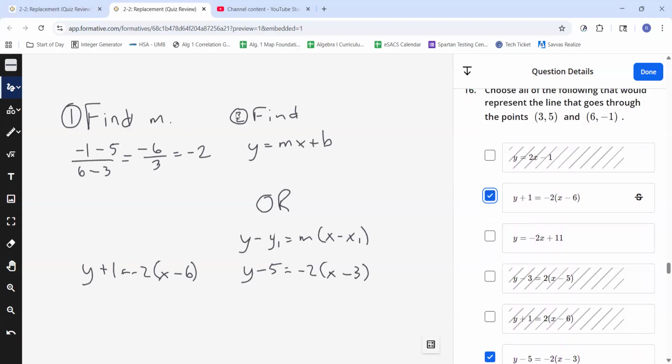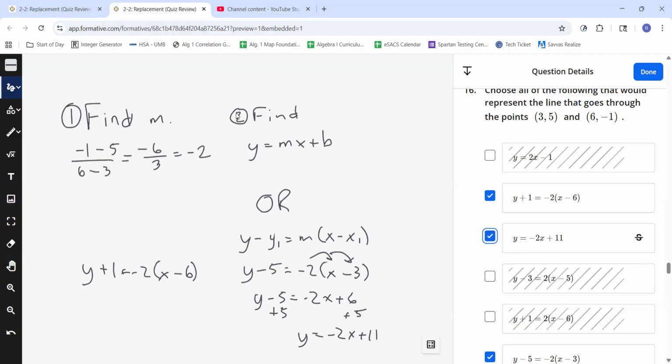It does. Now, a lot of people are going to say, oh, it must be this one then. Well, let's check it before we just say it is. Okay, how do we do that? Distribute: y minus 5 equals negative 2x plus 6. Negative 2 times negative 3 is positive 6 plus 5. I get y equals negative 2x plus 11. It worked.